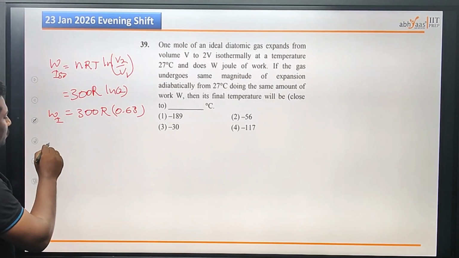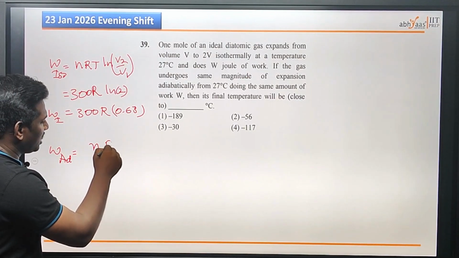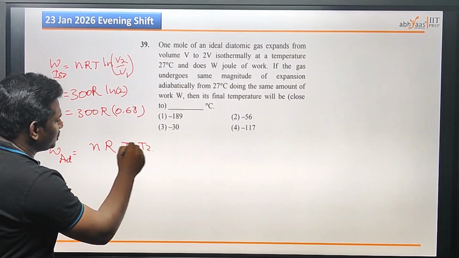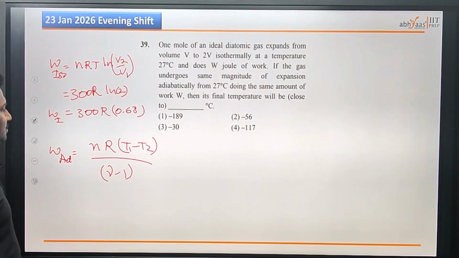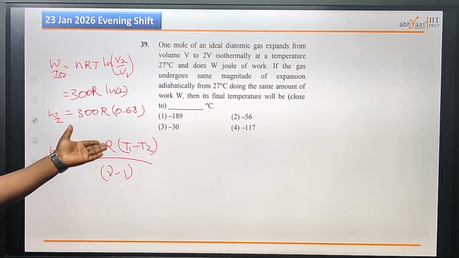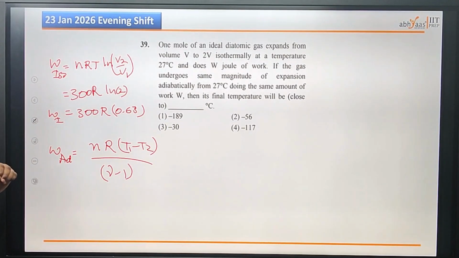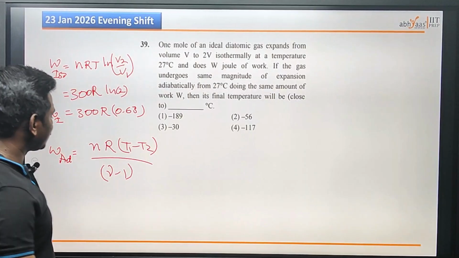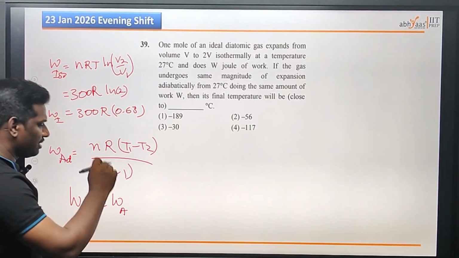What about the work done in the adiabatic process? Work done in the adiabatic process is nR (T1 minus T2) by (gamma minus 1). This is our work done in the adiabatic process. What is the condition here? T2 is your final temperature. You have to find T2. So see, what is the condition? Work done in the isothermal process is equal to work done in the adiabatic process.